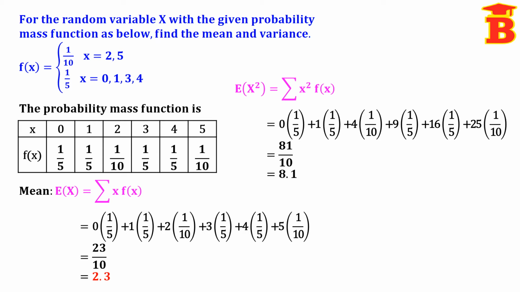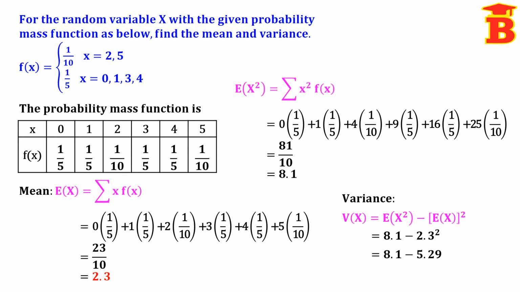Next we have to find variance. Variance formula V of x equal to E of x square minus E of x whole square. Here E of x square is 8.1 minus E of x value 2.3 square, that is equal to 8.1 minus 5.29. Subtracting this, we get the answer 2.81. Therefore, the variance is 2.81.